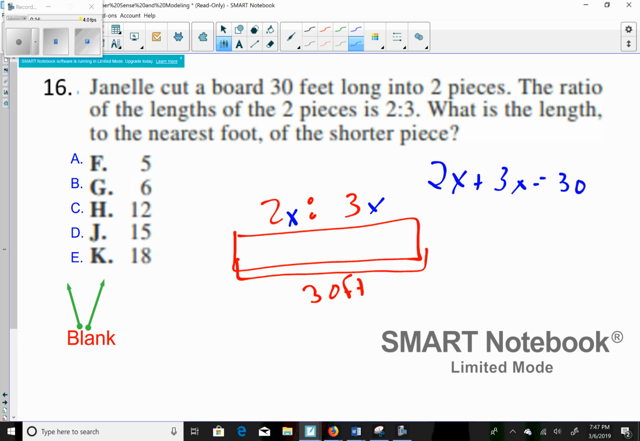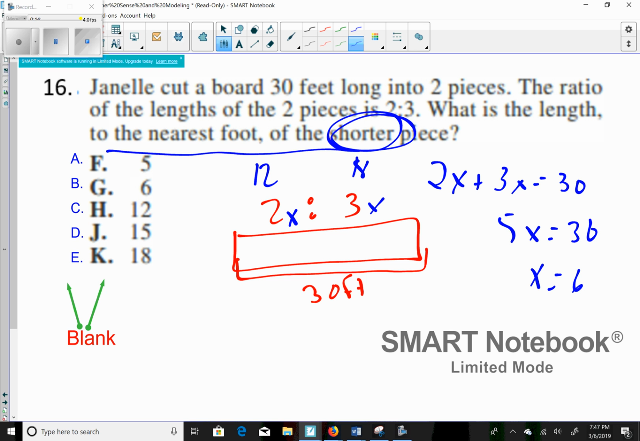When I solve, I end up getting X to equal 6, which means this will be 12 and this will be 18. What is the length to the nearest foot of the shorter piece? So they're looking for the 12. Notice how the 18's there, so be careful that you don't fall for that trap.